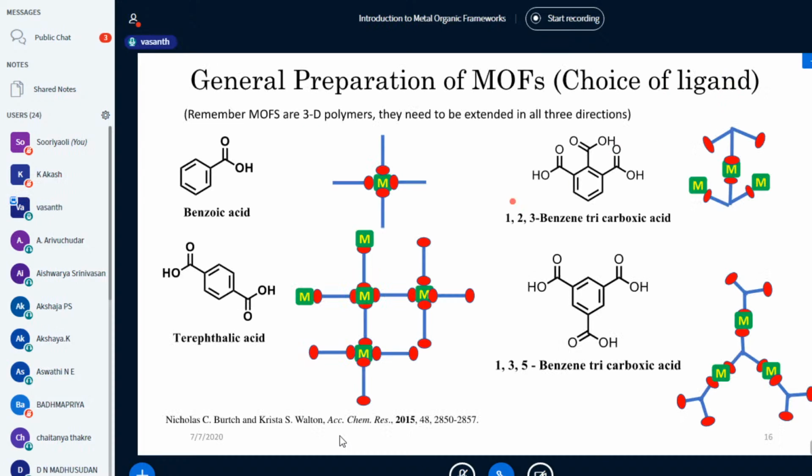And now the choice of ligands for the preparation of metal-organic frameworks. For example, if I take benzoic acid, remember I said metal-organic frameworks are 3D polymers, so they need to extend in all 3 directions. If I take a benzoic acid ligand and try to make a complex, let's assume the red color is the anchoring site, whereas the blue color is the tail part.